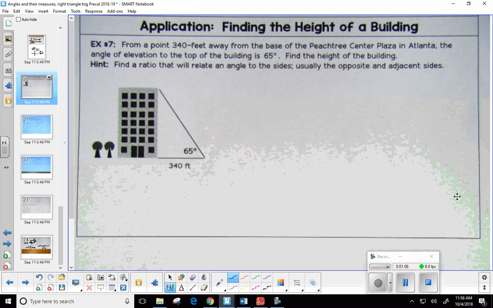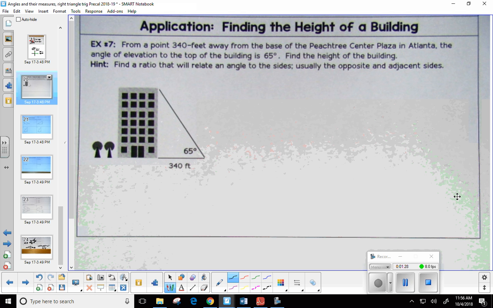So let's see here. This was the last one of the official notes. It says, from a point 340 feet away from the base of the Peachtree Center Plaza in Atlanta, the angle of elevation to the top of the building is 65 degrees. Find the height of the building. Okay, well, before we start deciding what trig function I'm looking for, why don't we do a quick review.